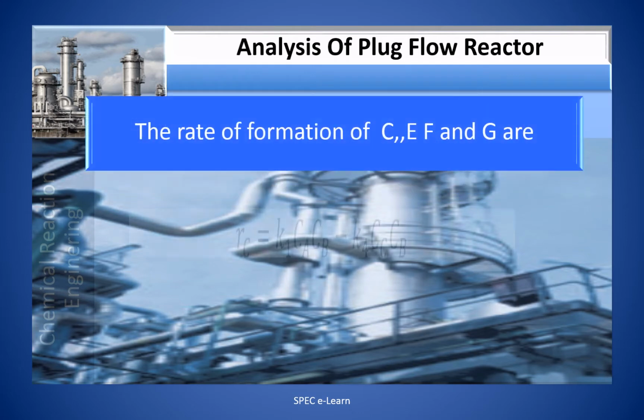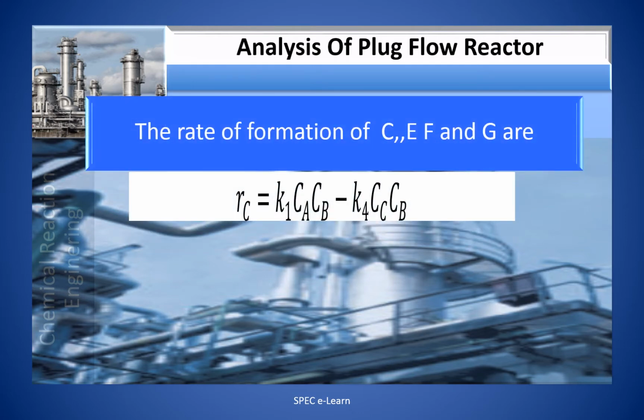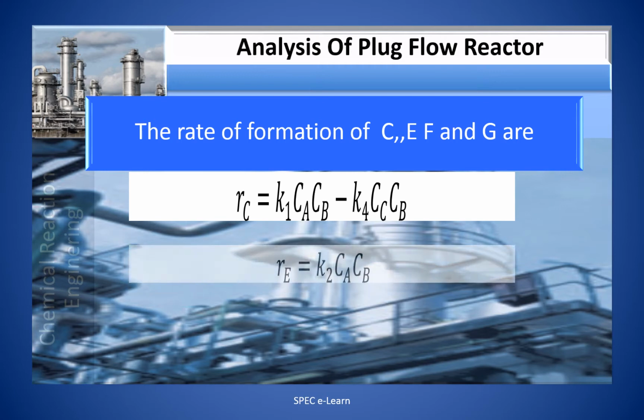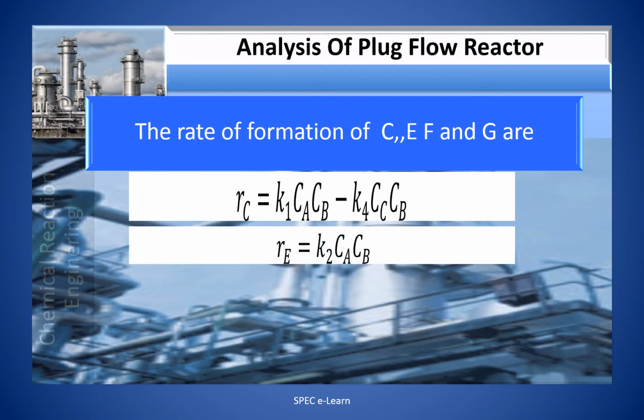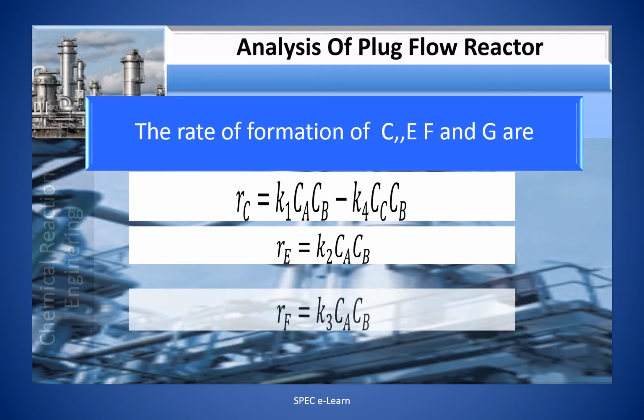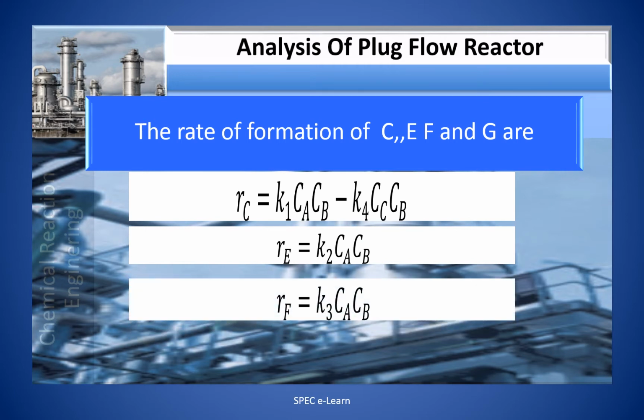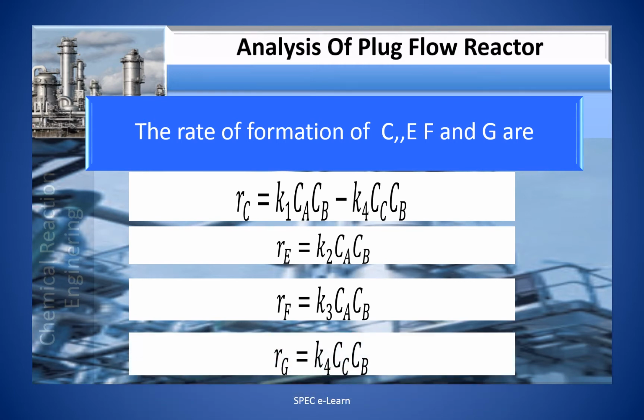Rates of formation of C, E, F and G are: rC equals k1 CA CB minus k4 CC CB. rE equals k2 CA CB. rF equals k3 CA CB. rG equals k4 CC CB.